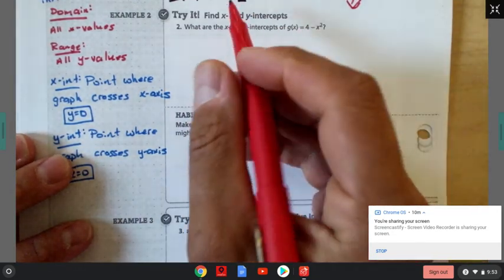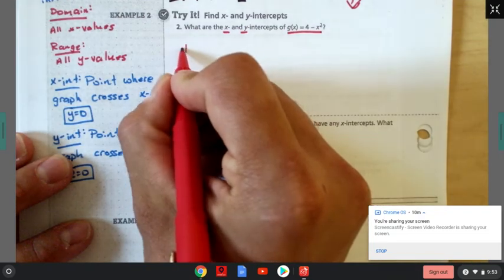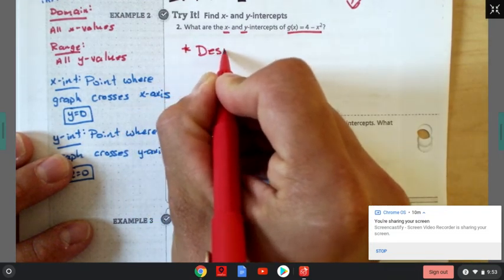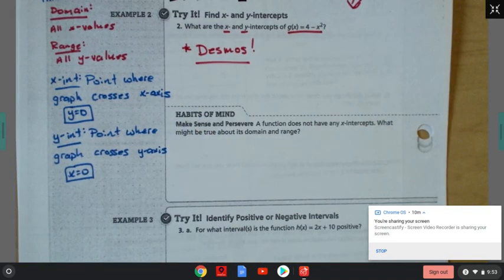Okay, so we're going to find the x and y-intercepts of this equation. And again, we will go to Desmos. And if you are unfamiliar with Desmos, I will be more than happy to show you how to use it and kind of guide you through it. It's very, very simple. You can get the app on your phone. You can use it on the computer, whatever works best for you.